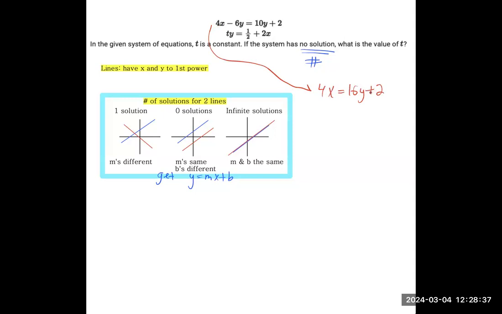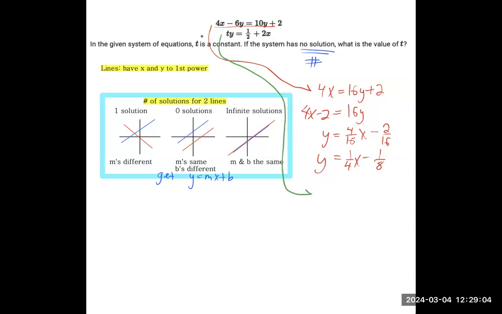Then we can take away 2 from both sides, and we get 16y equals 4x minus 2, divided by 16. And right now we have 4 over 16 x minus 2 over 16, which simplifies to 1/4 x minus 1/8. So that's the equation of the first line. And now we're going over to the second line. And for that one, we can start by multiplying both sides of the equation by 2.